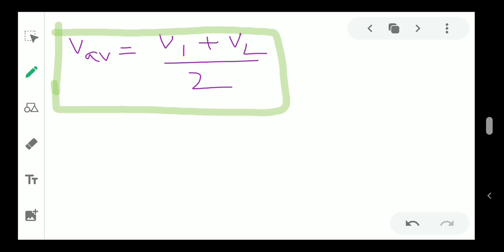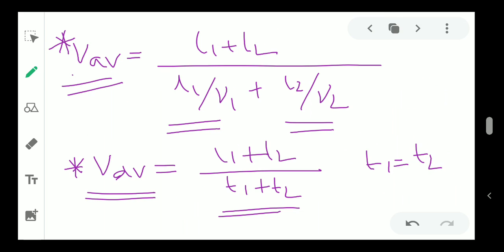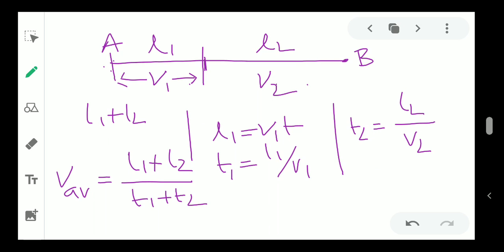But whenever you have numerical problems where it is mentioned that this much distance has been covered with this velocity, and that much with that velocity, you must apply this formula only. So this formula is basically the general formula.